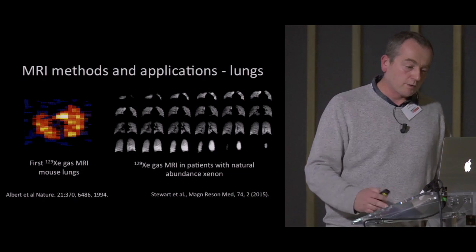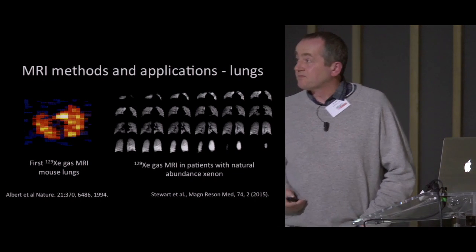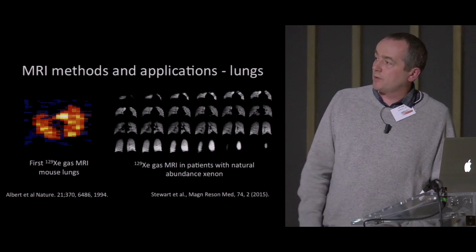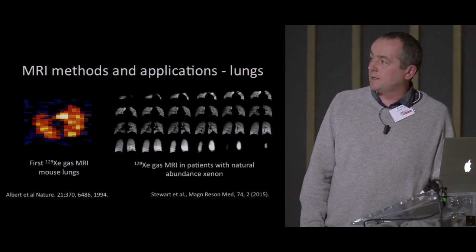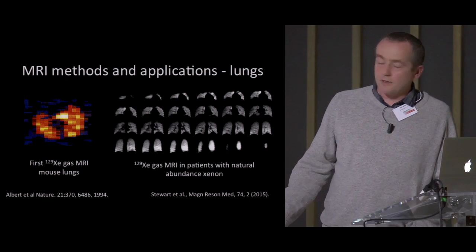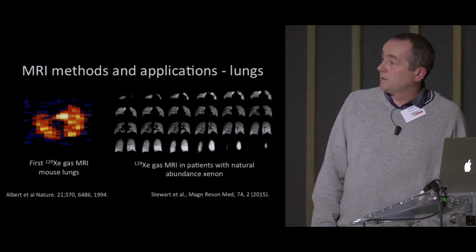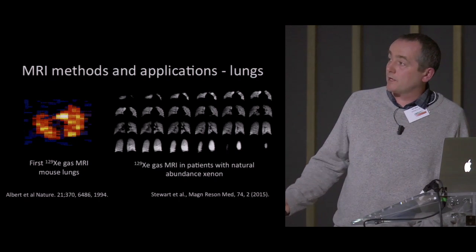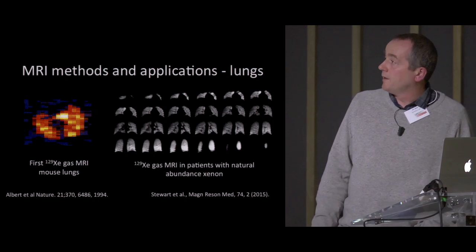So now I'll focus on what we use it for. These are the first images that were produced with a hyperpolarized gas by Mitch Albert and the Princeton team back in the late 90s. So that's xenon gas in an excised mouse lung.